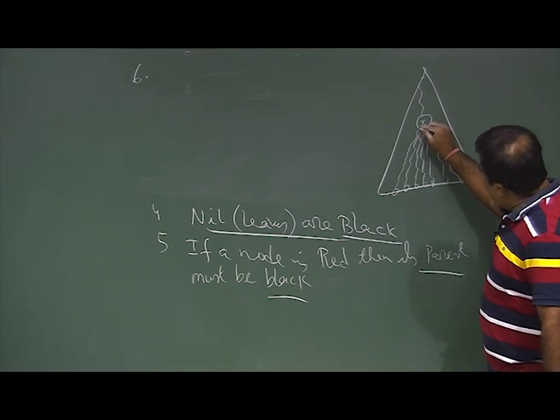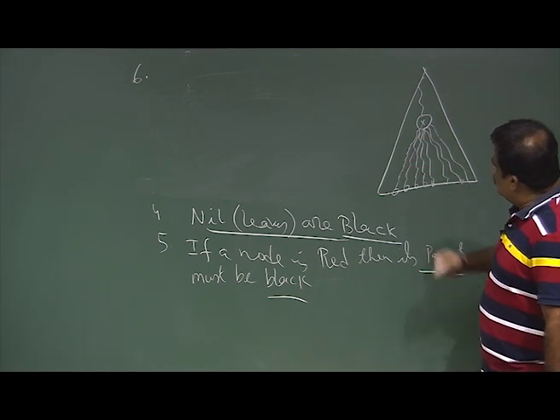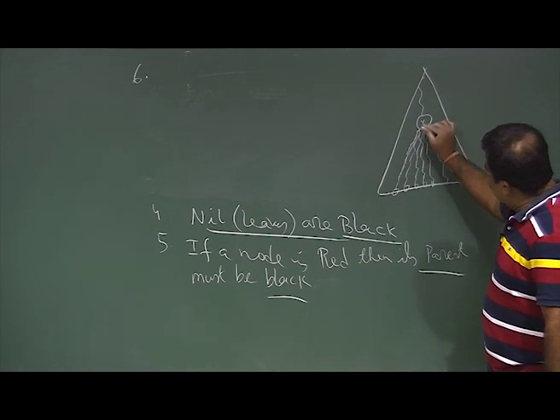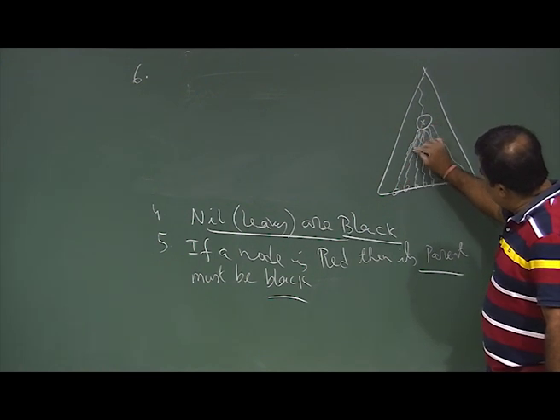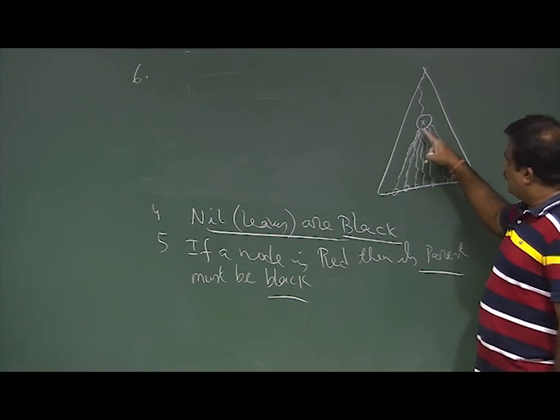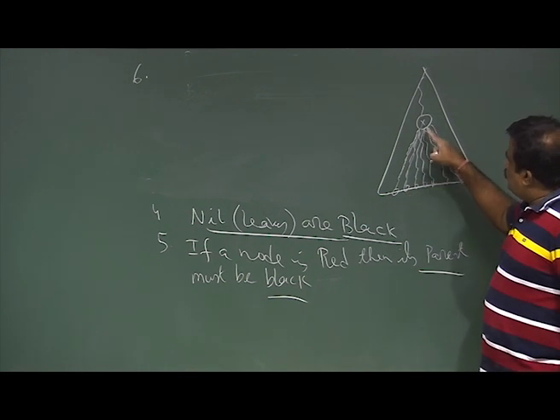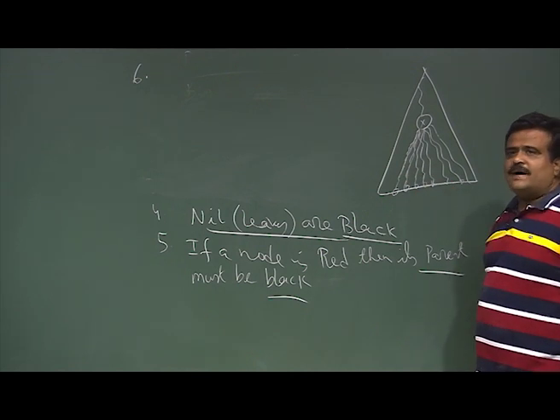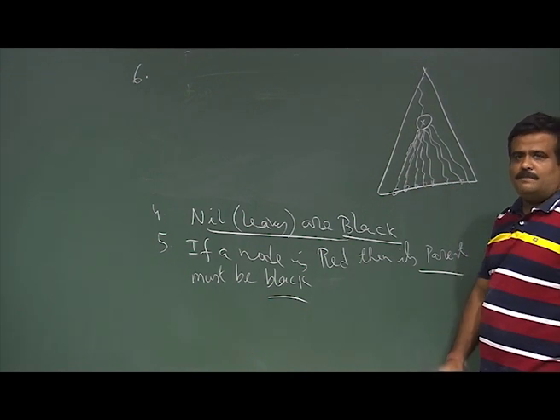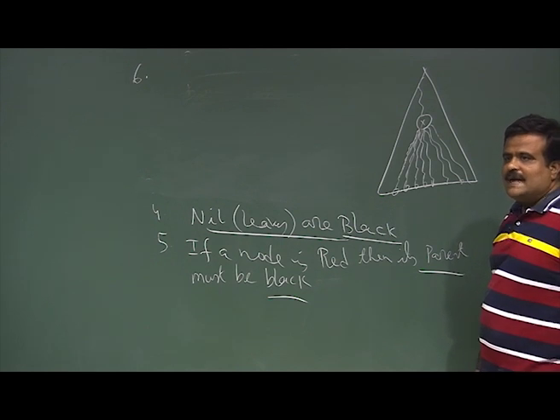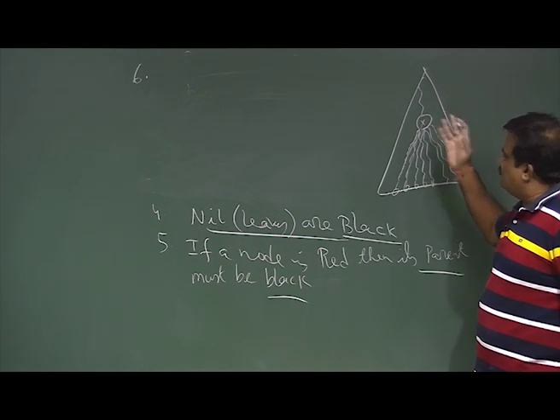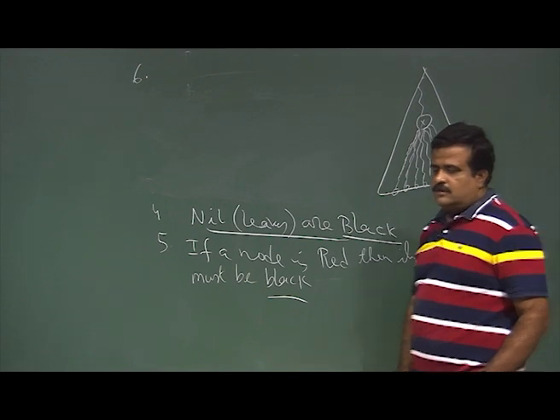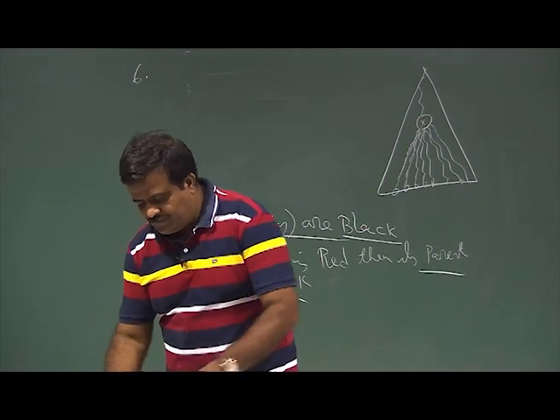Now, for each path, if we count the number of black nodes, so this is a path from this node to the leaf, this is another path from this node to the leaf, its leaf descendant. If you count the number of black nodes in the path, each path should contain the same number of black nodes, and that number is referred to as the black height of this node. Okay. So, let us write this property.